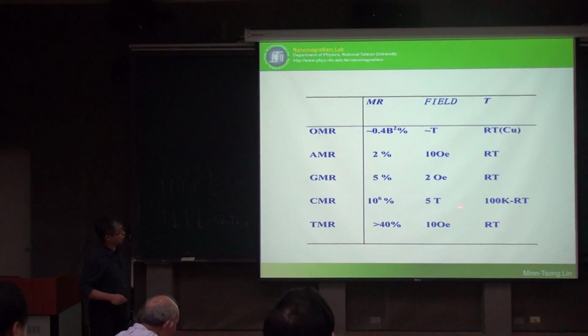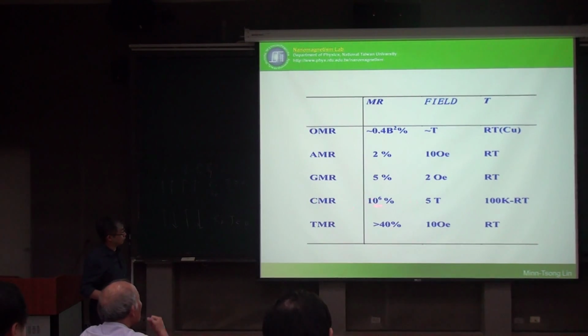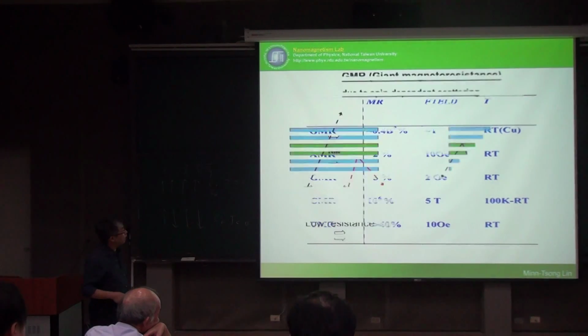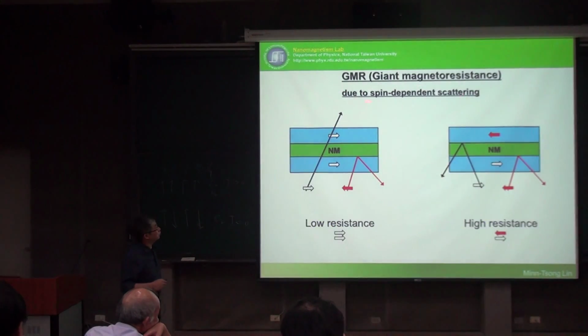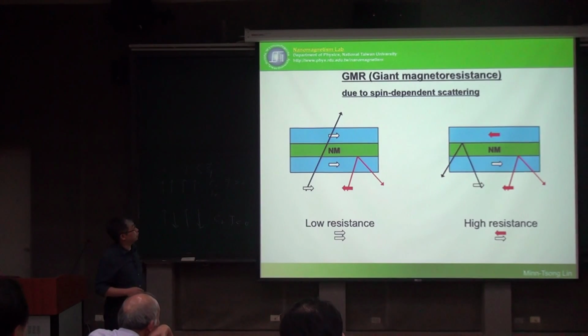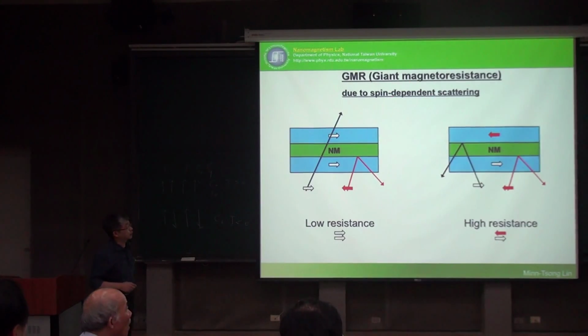But unfortunately, you need to work at a low temperature and also a high field here, so it cannot be used in the device. So the GMR and the TMR are important in the device. And the basic principle of the so-called giant magnetoresistance is due to spin-dependent scattering.